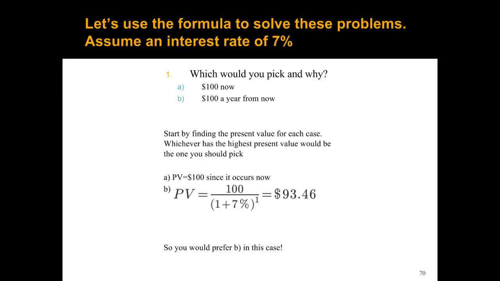So again, the other way of saying that is that if I put $93.46 in a savings account today that earns 7% interest, it would grow to $100 a year from now. That's why we compare things this way. So the present value, I would rather have $100 now. And that's intuitive, and that's what most of you answered.